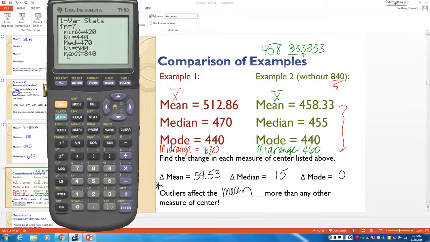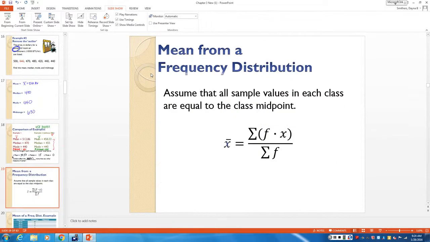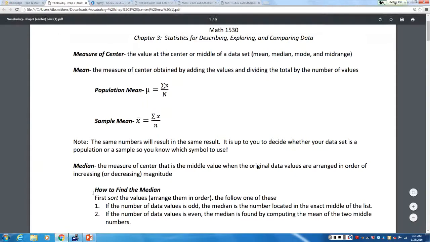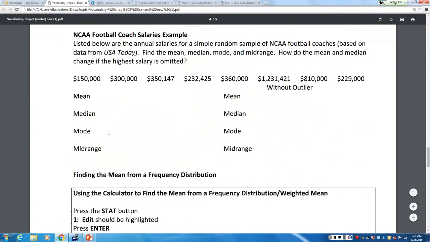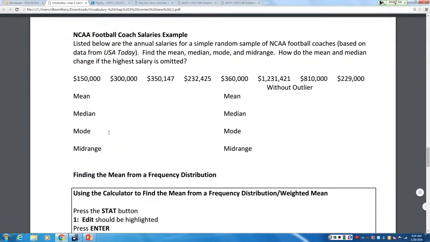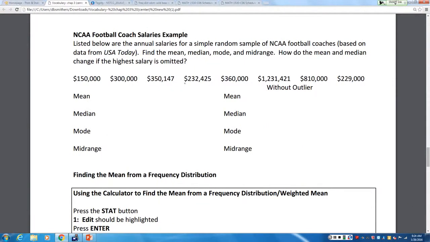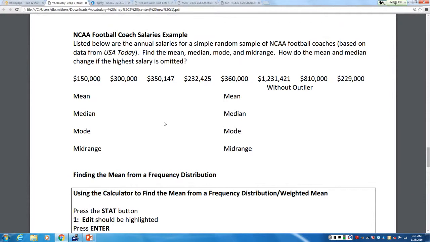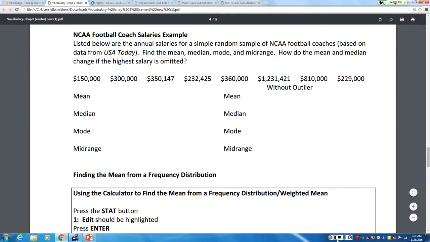So with that being said, I want you guys to do the next example. Let's go with the notes. So go to in your notes. I want you to do the NCAA football coach salary. I want you to put all those numbers into your list, your L1, and do this again with your calculator and see how much faster this goes with technology. Okay, I'm going to pause.